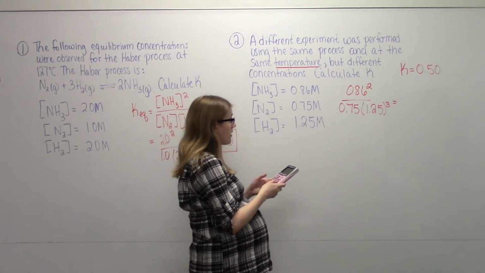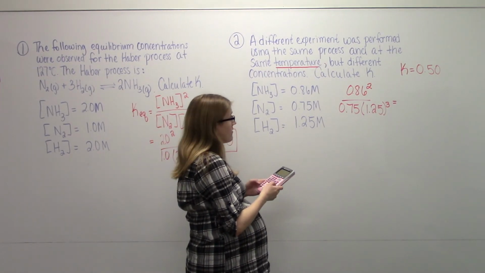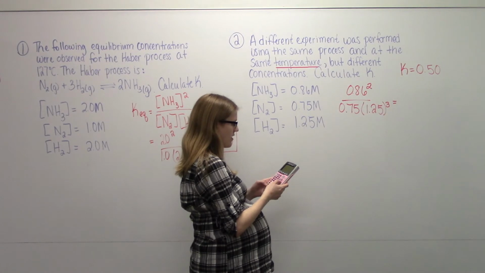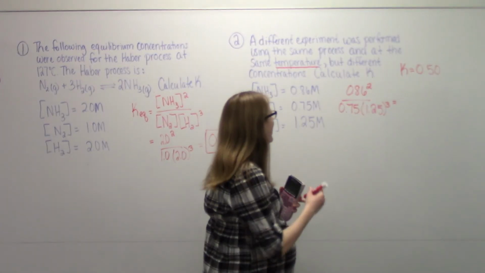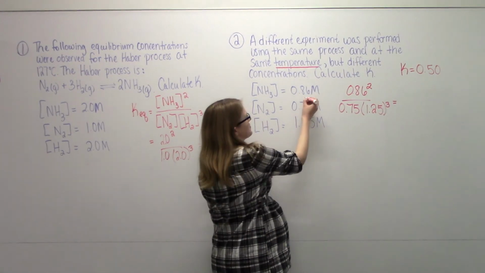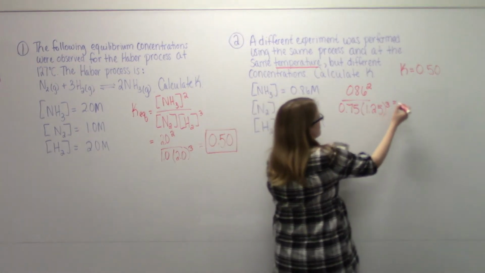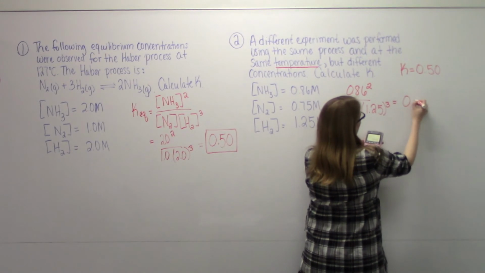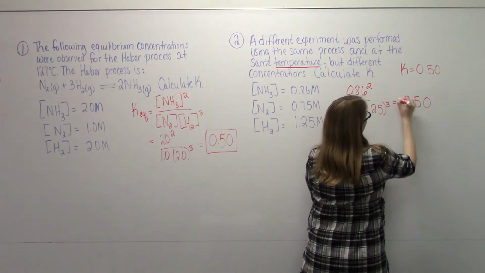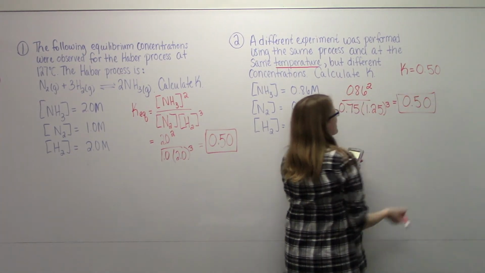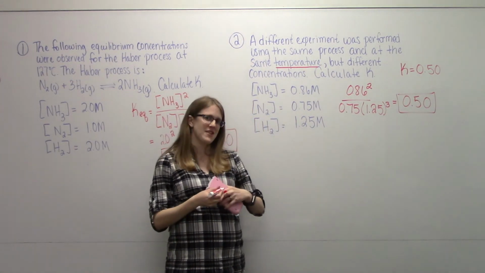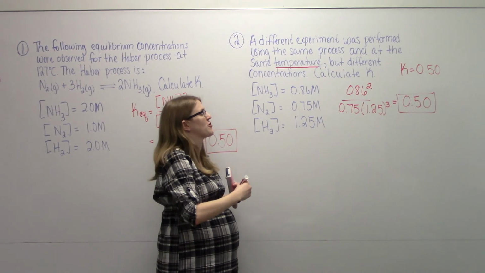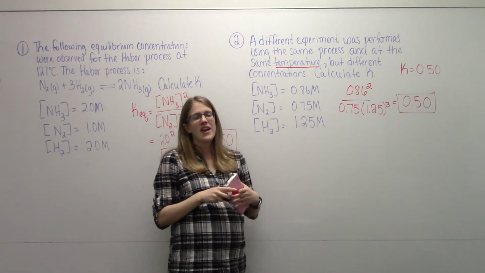0.86 squared divided by 0.75 divided by 1.25 cubed. And ooh, this is so exciting. 2 sig figs yet again, because 2, 2, 3, our lowest number is 2. So we need to have 0.50. Woohoo! We got the same thing. Does that make sense? Yes, because we did not change the temperature. If we had changed the temperature, K would have changed.